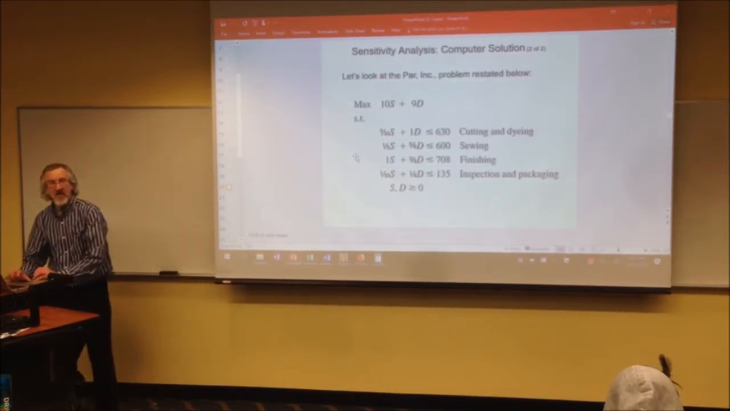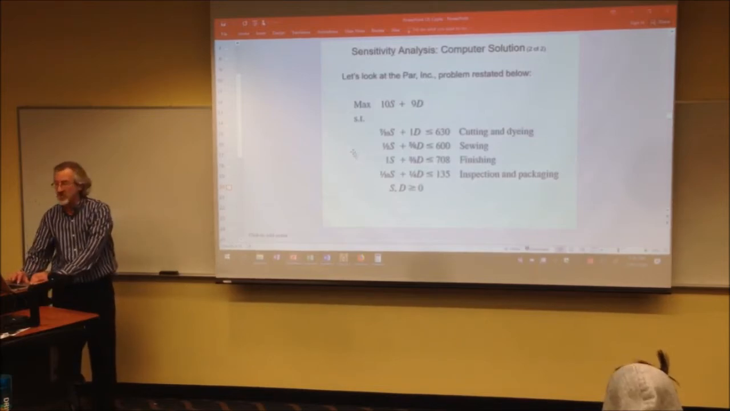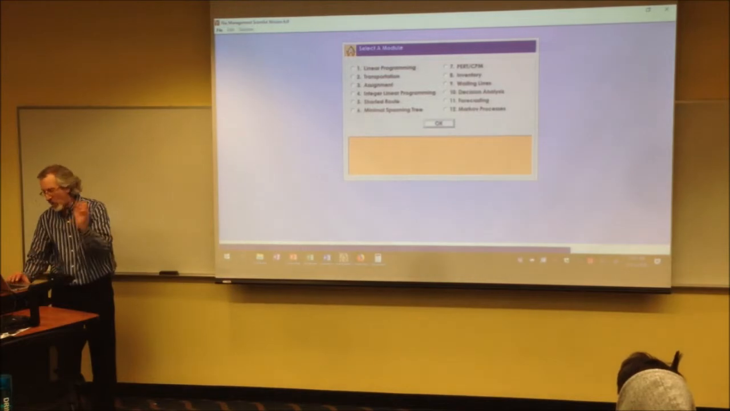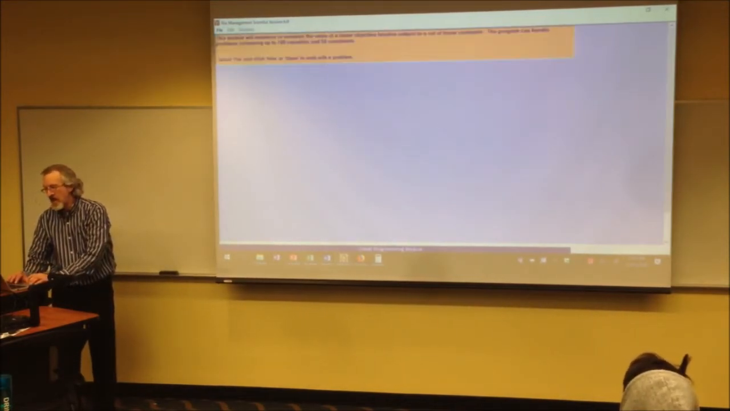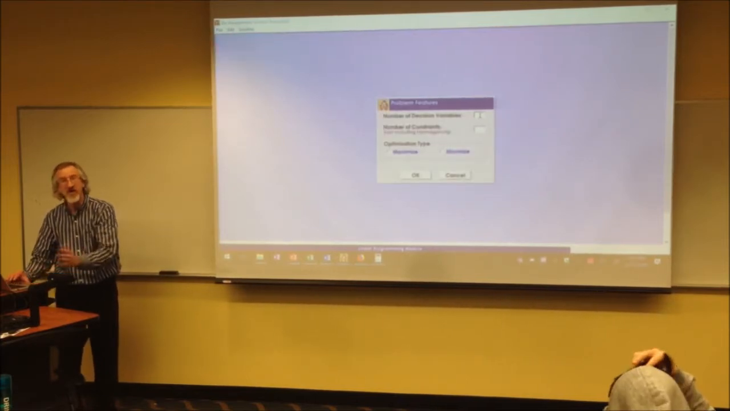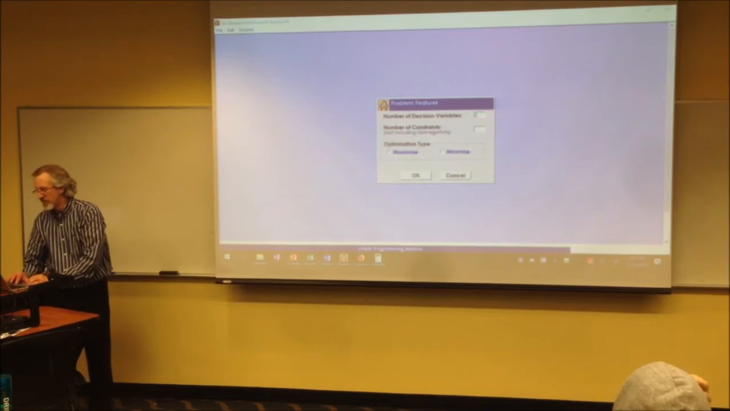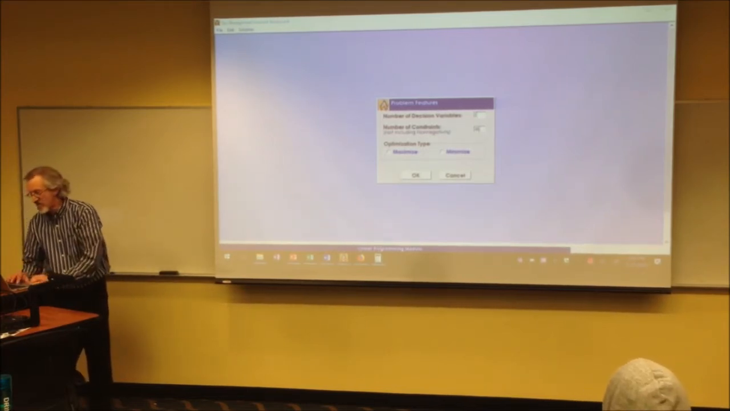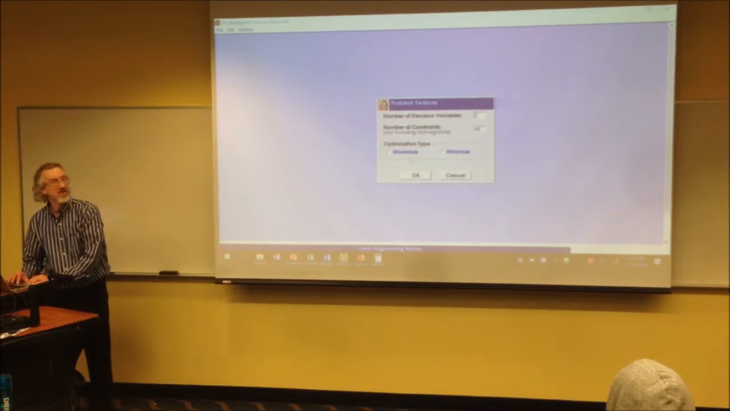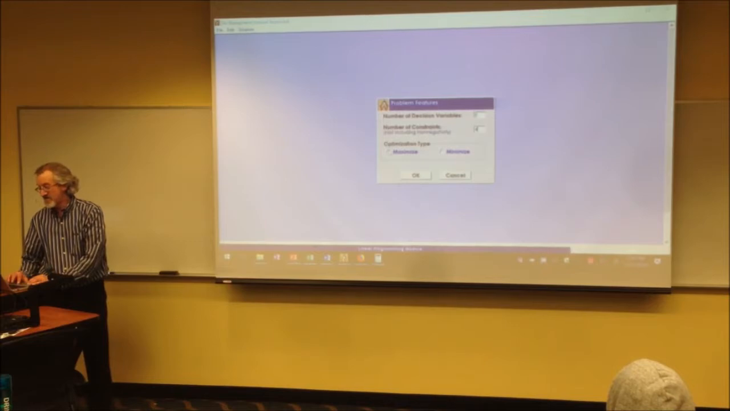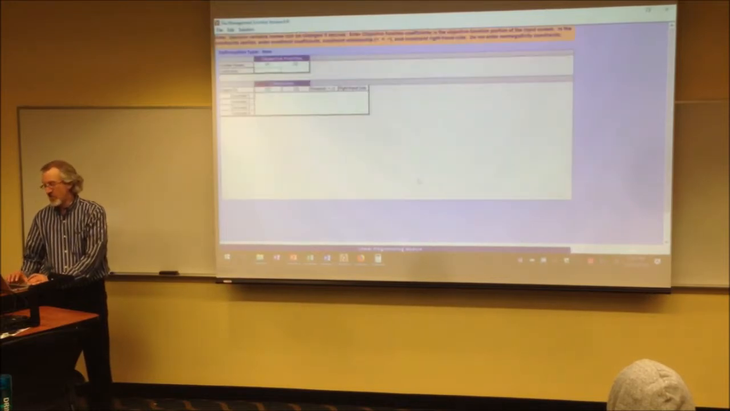If you recall, if you were going to solve this using the software, you would open up the software, say linear programming, go File, New, and it would ask how many decision variables. Help me out: 2. How many constraints? 4, thank you. Max or min, that problem? Max? Okay, it opens up like this.